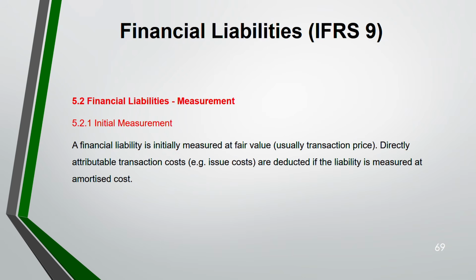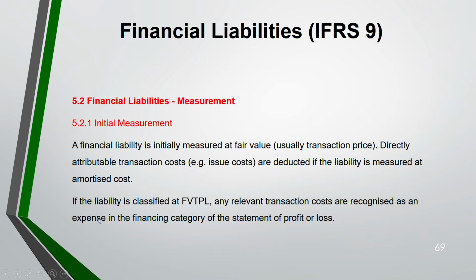Now, initial measurement. Initially at fair value, usually the transaction price. Directly attributable transaction cost, for example, issue cost, you will deduct from your liability. That is measured at amortized cost. If your liability is classified as profit and loss, any transaction cost will go as an expense in your statement of profit and loss in the financing category.